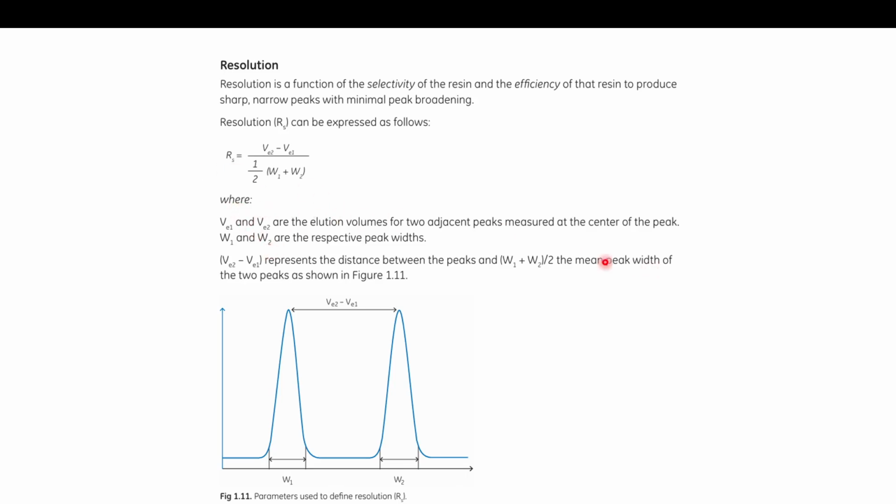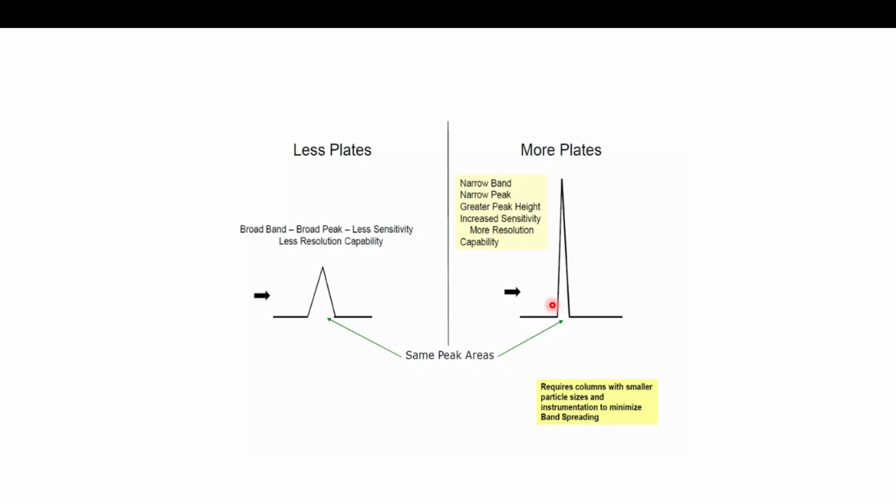So yeah, at the center of the peak, and W1 and W2 represent the width of the base of the peak. Okay, and definitely the difference between these two volumes represents the distance between the peaks, and this is the mean peak width of the two peaks, half of W1 plus W2. Okay, this is the definition of resolution that we are talking about.